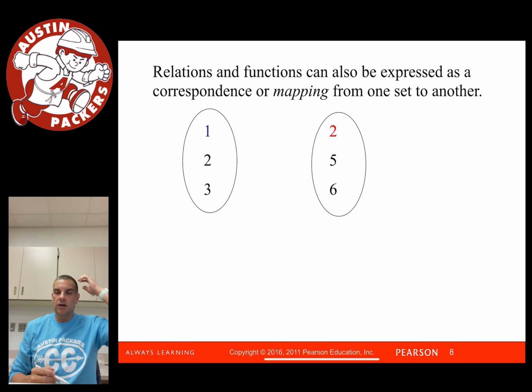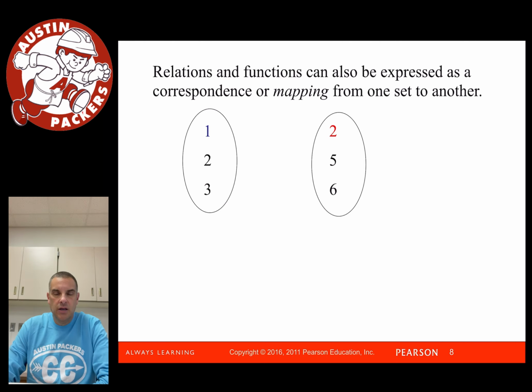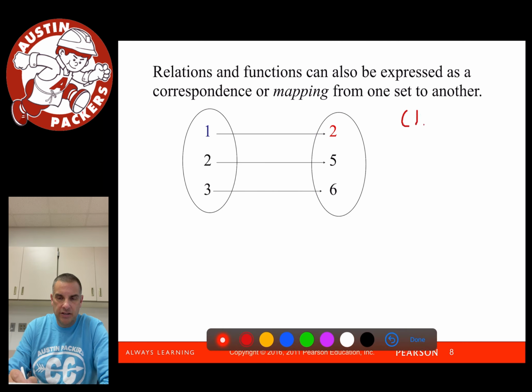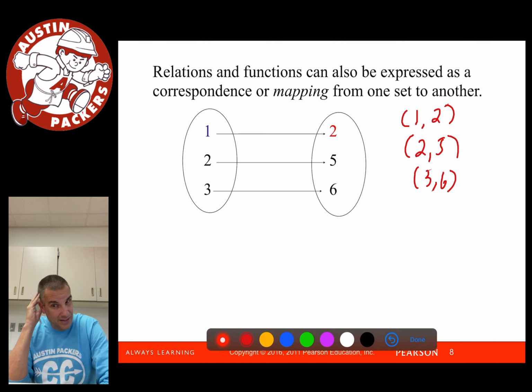So this is what's called a mapping. A relation and functions can also be described in a correspondence or a mapping from one set to another. Anytime you've got a mapping of sets, you've got all these arrows going in between them. And as long as the arrow only goes to one spot, then you're going to have a function. So what they have described here is essentially the ordered pairs (1, 2), (2, 5), and (3, 6). Since that's what is described in this, then this is going to be a function.